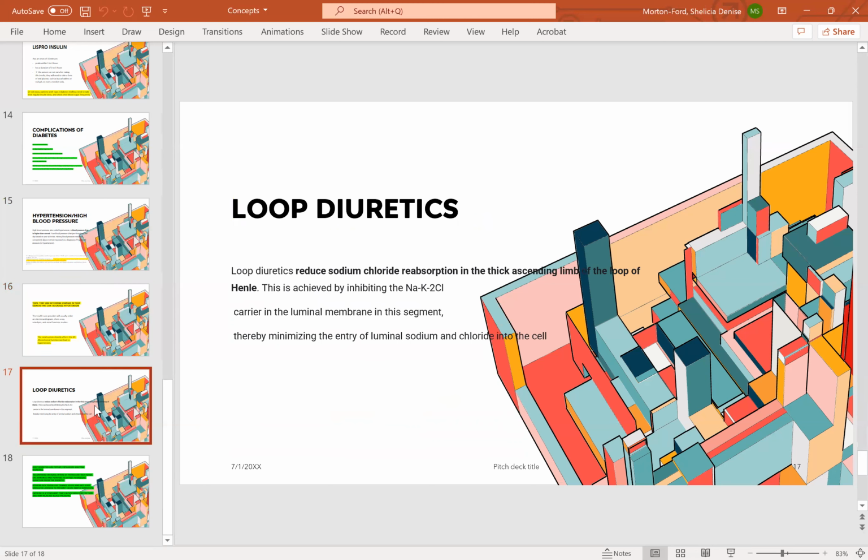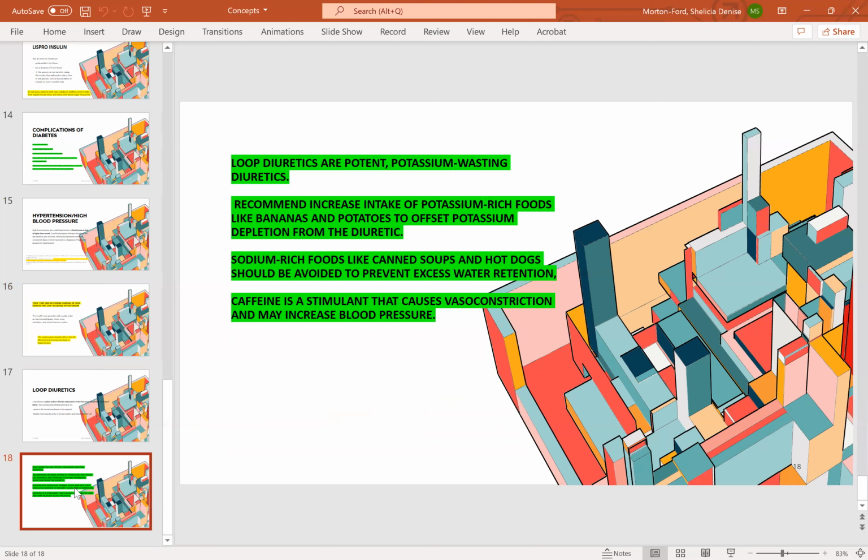So loop diuretics are a type of medication that is used to help keep blood pressure under control. Loop diuretics are potent. They are potassium-wasting diuretics. What that means is if a person has to take a loop diuretic, they're going to lose an important element called potassium. So it is recommended that the patient start eating some foods that are high in potassium, or they might even have to take a potassium supplement, because there are all different types of high blood pressure medicines out there, but the right medication for your patient might be a loop diuretic.